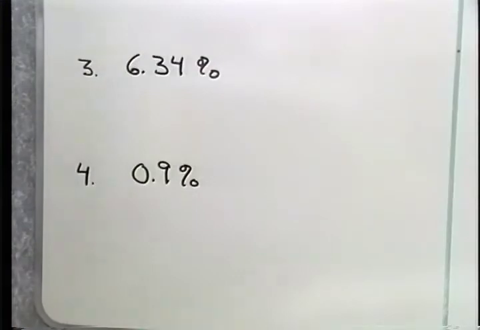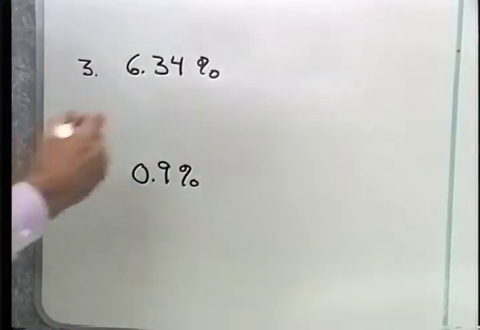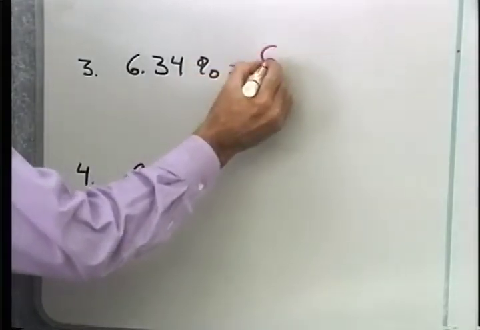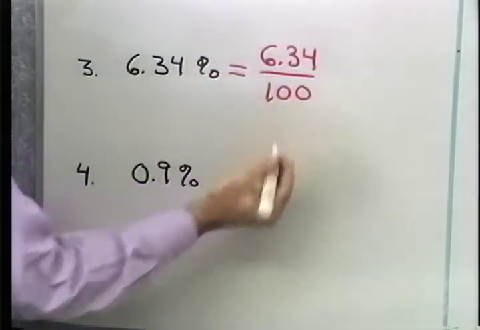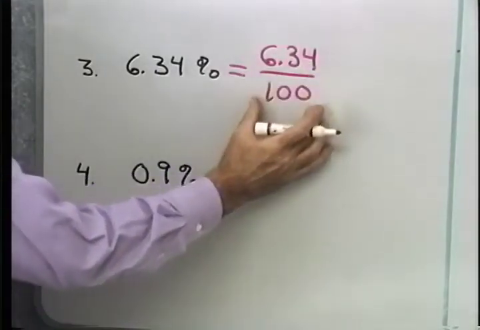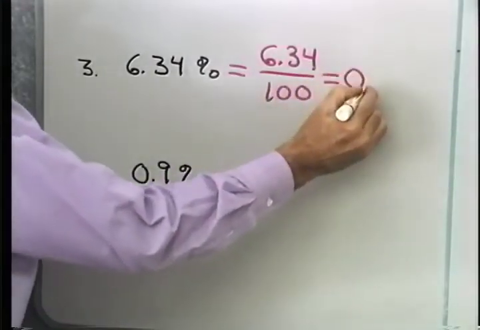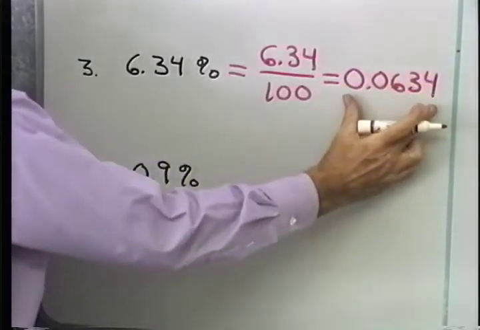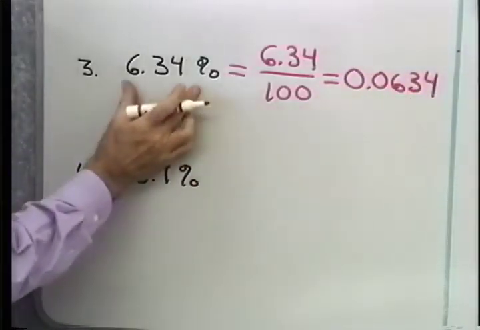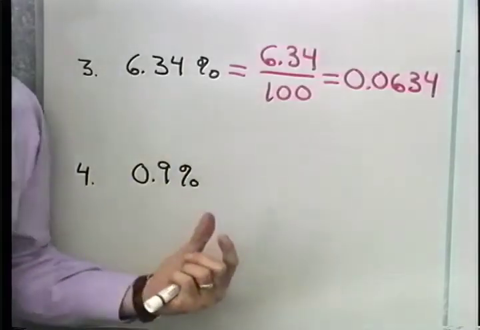Here's some more. Here I have 6.34%. I want to change that to a decimal. I'm going to use the same idea. 6.34 per 100. Now when I divide 6.34 by 100, I get 0.0634. So 0.0634 is the same as 6.34%.